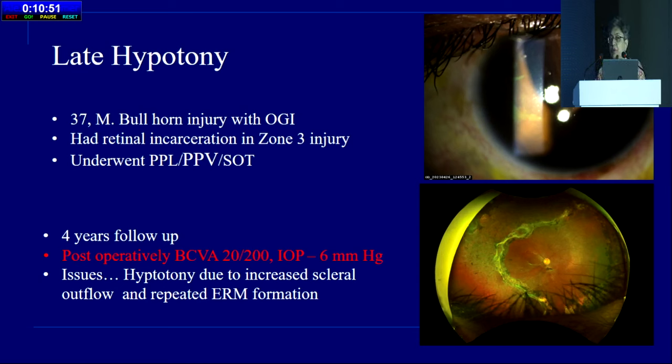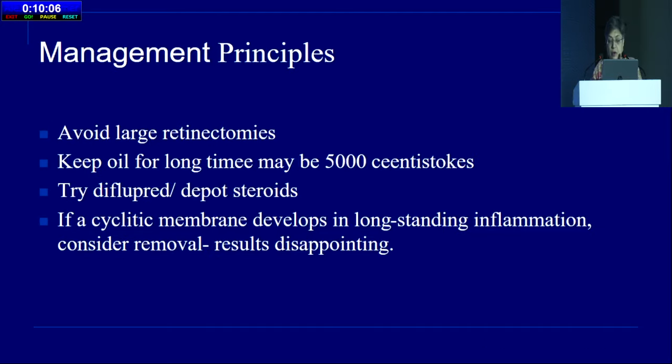The late hypotony is what we are worried about, and that's the one which usually causes a clinically significant decreased vision. So this case, for instance, I've borrowed from Dr. Raman, our retina colleague. A 37-year-old man with a bullhorn injury, an open globe injury, had a retinal incarceration with a zone 3 injury and underwent a PPL, PPV, and silicone oil tamponade. 4 years later, he had a BCVA of 20 by 200, but an IOP of 6 millimeters of mercury. The issues thought of at that time were hypotony due to increased scleral outflow and repeated ERM formation.